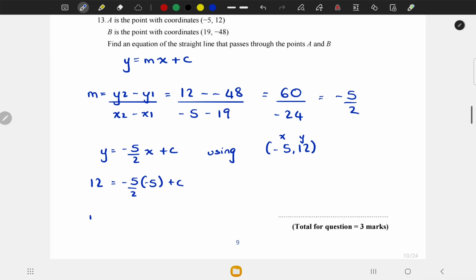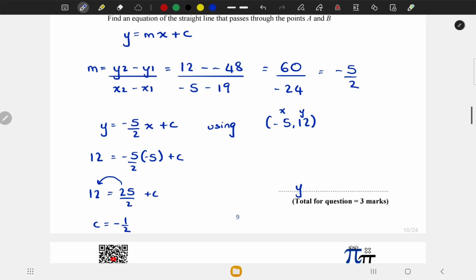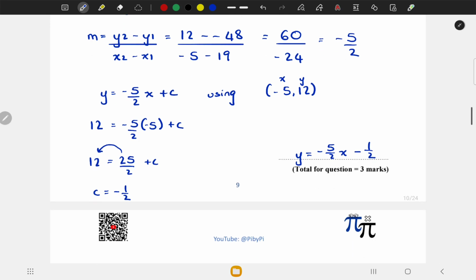All right. Working this out gives me 12 is equal to 25 over 2 plus c. To find c, I take this across onto the other side, which means I'm going to be subtracting, and that is going to leave me with -1/2. Finally, just put it back into the form y equals mx plus c. So y equals -5 over 2x minus 1/2. Once again, it's not necessary for you to write it in terms of fractions. You could decide to write it in terms of decimals as y equals -2.5x minus 0.5 or any equivalent form.